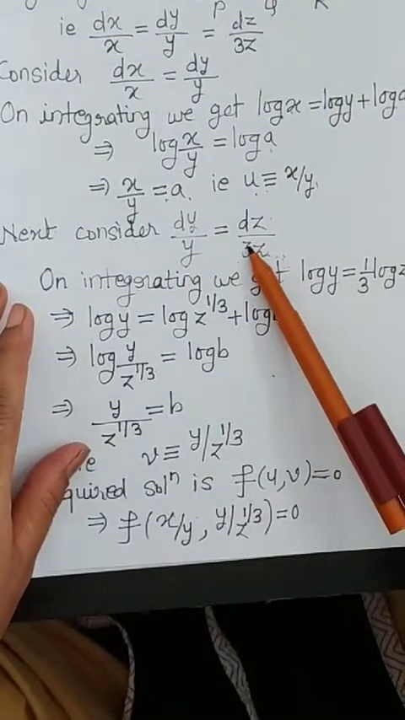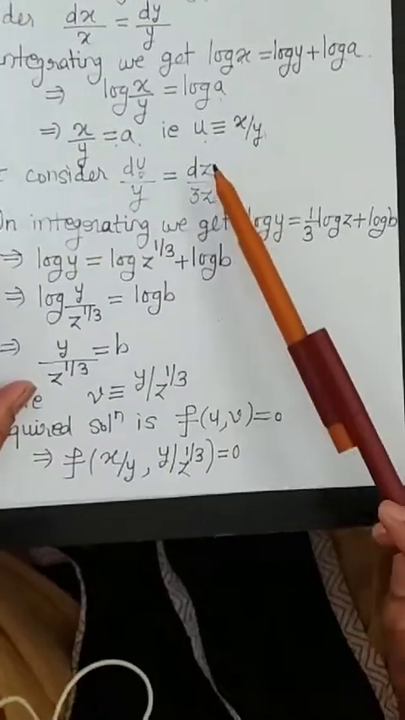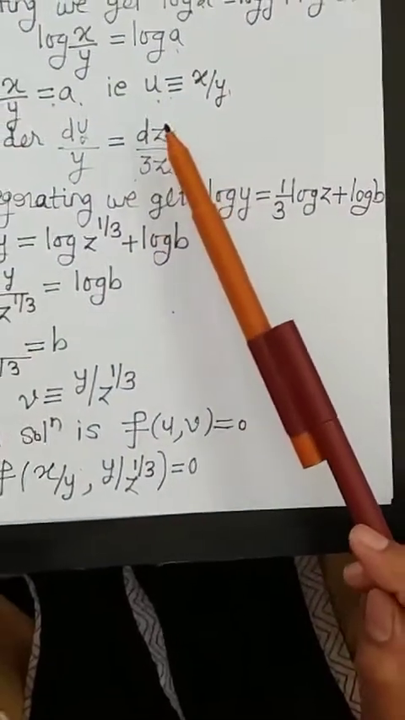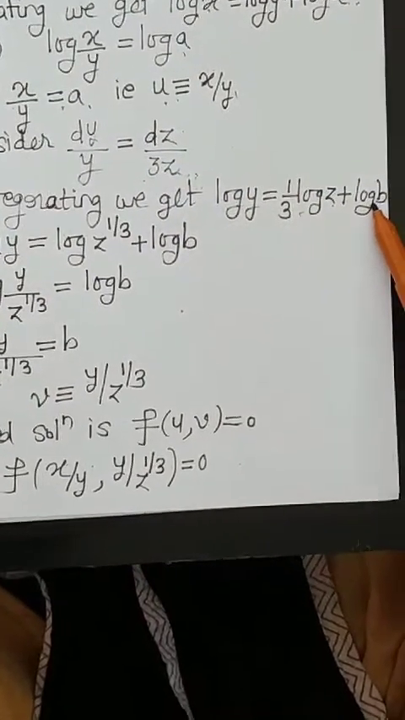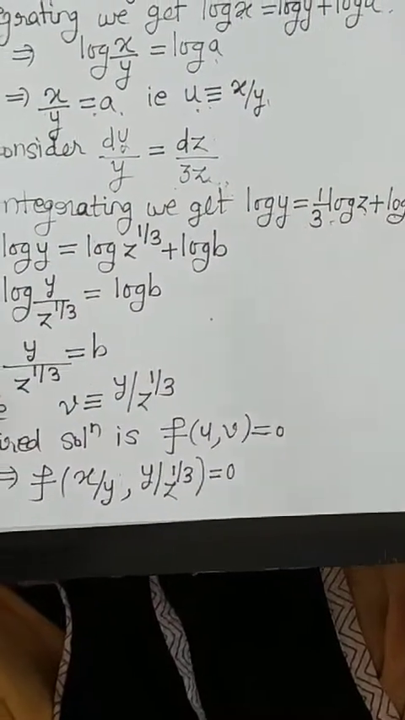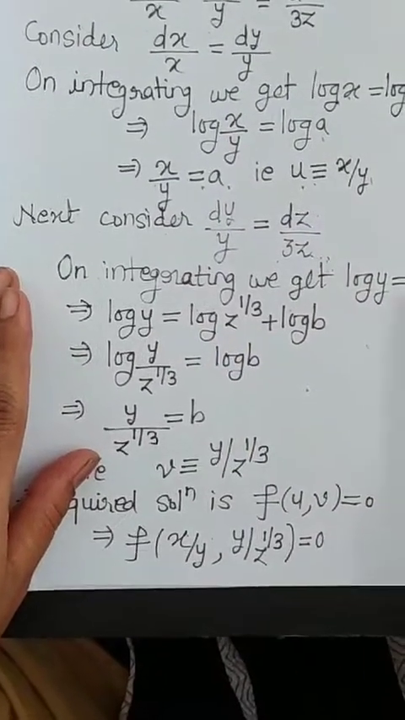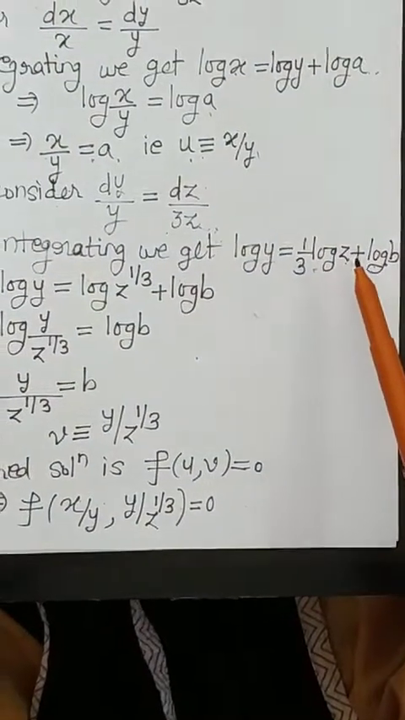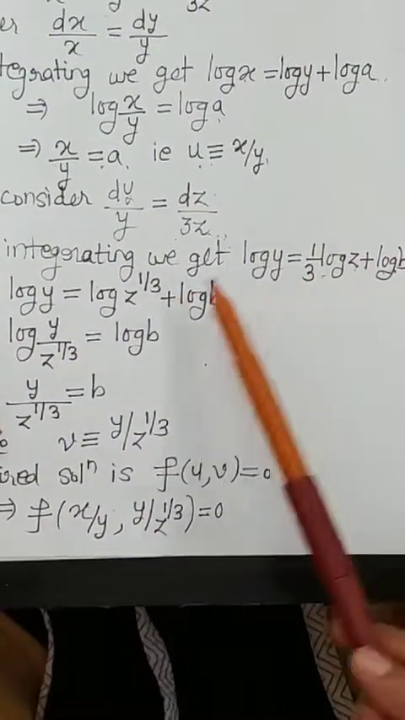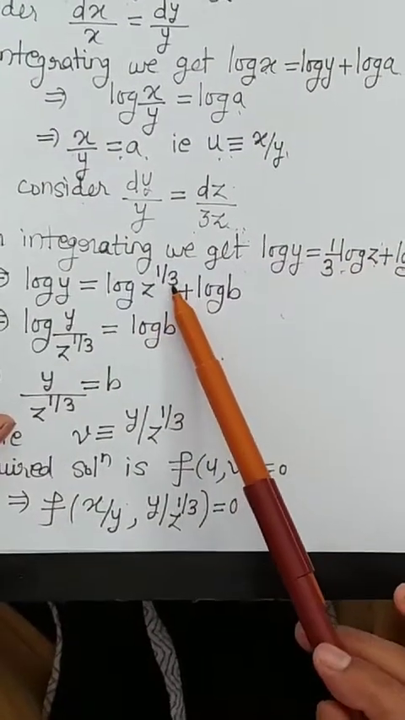Again variable separable form. So integrate. We get log y equal to 1 by 3 times the integration of 1 by z, which is log z, plus I am again taking the constant as log b. Right. Shift all the variables, and I can write it in the form m log a. What is m log a? m log a is log of a raised to m. So this goes in the power. So it is log of z raised to power 1 by 3.